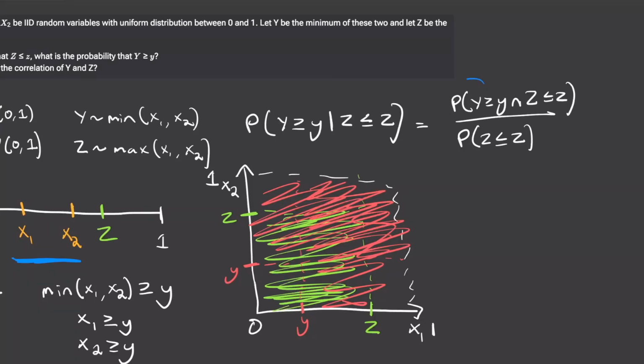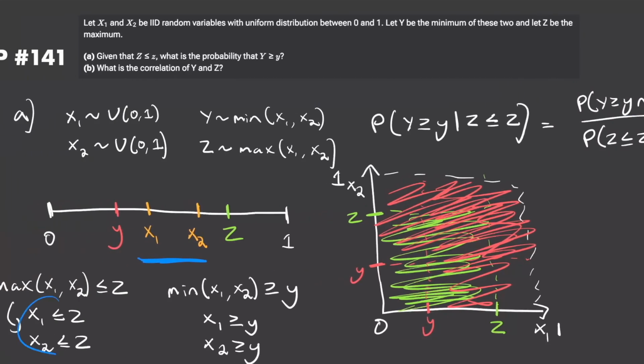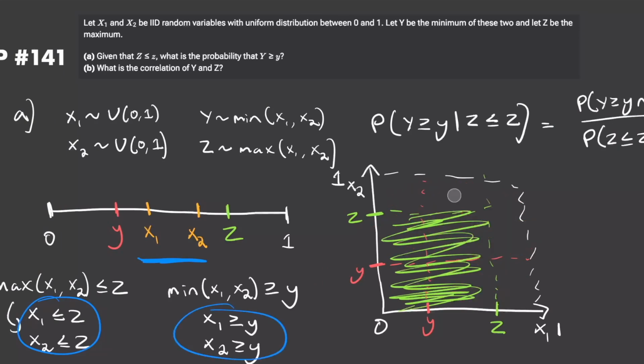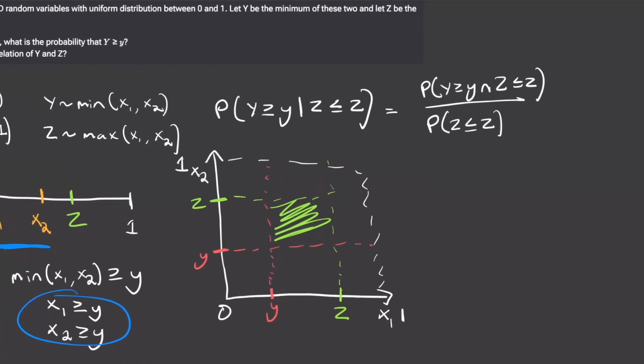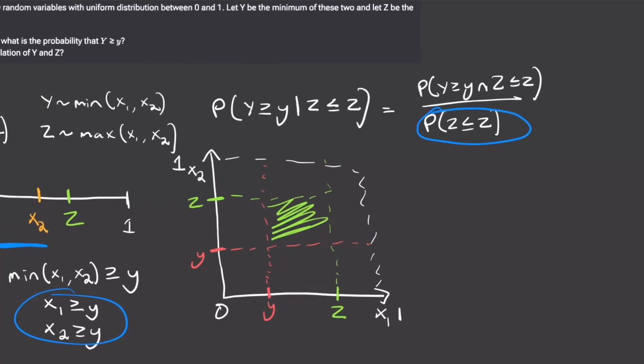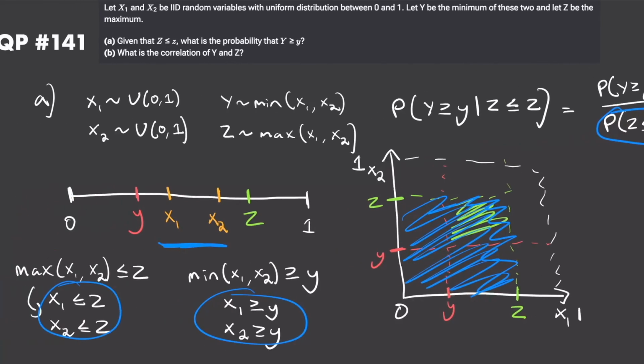So on top here, the probability that our minimum is greater than or equal to y and our maximum is less than or equal to z is basically when all of these conditions right here are going to be true. So the intersection between all of them, and that's just going to basically be this region up here that I'm going to shade green here. Then obviously the probability that our maximum is less than or equal to our fixed value in general is just going to be all of this region right here, right? It's just going to be these conditions over here.